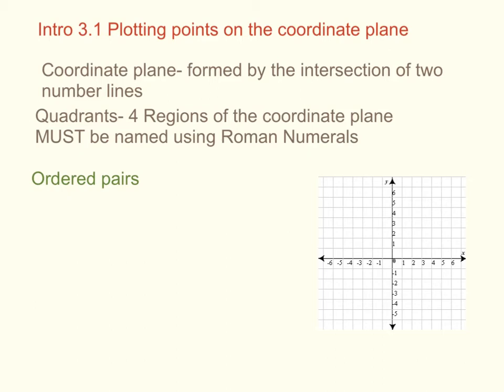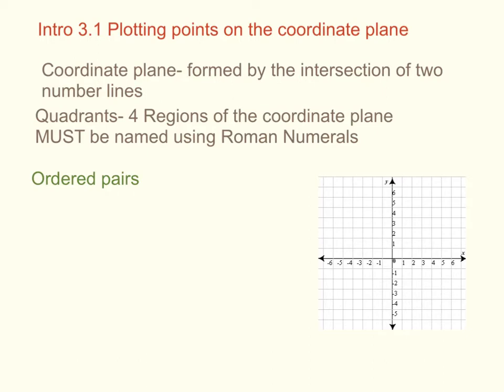Today we're going to take a look at section 3.1, which is plotting points in the coordinate plane. A coordinate plane is what's formed by the intersection of two number lines. So this picture right here is an example of a coordinate plane. It has both positive and negative numbers on it.